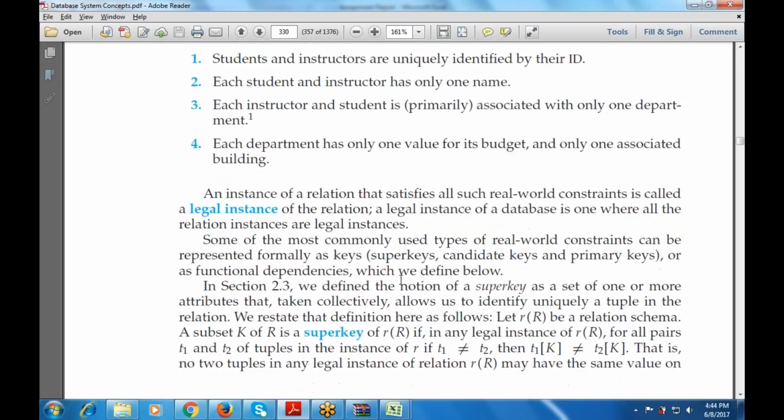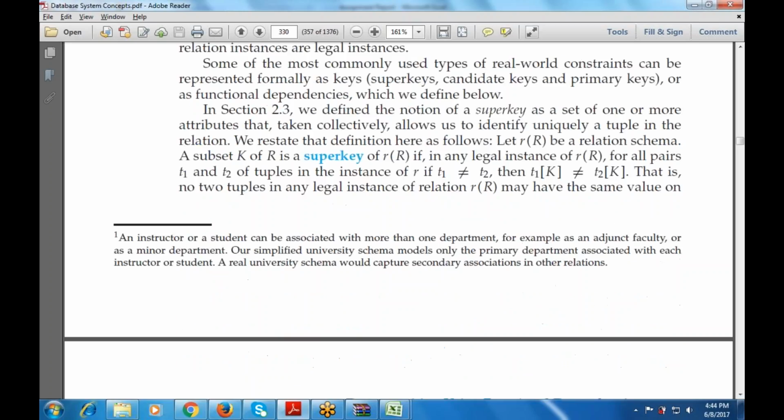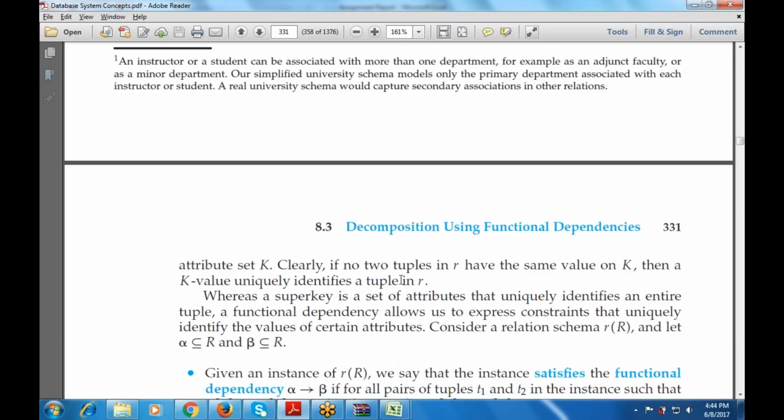So let R be a relation schema. A subset K of R is a superkey of R if, in any legal instance of R, for all pairs t1 and t2 of tuples in the instance of R, if t1 is not equal to t2, then t1[K] is also not equal to t2[K]. That is, no two tuples in any legal relation may have the same value on the attribute set K.